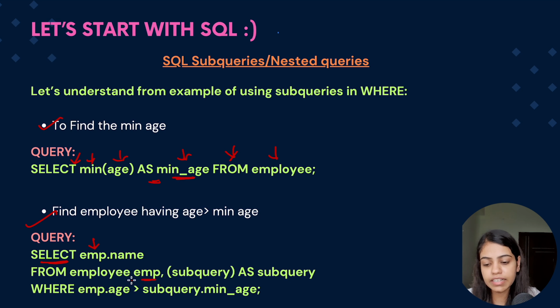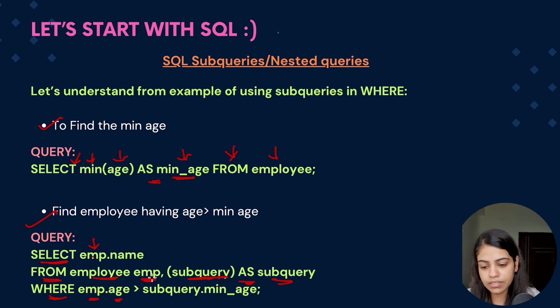So emp is basically a short name we have provided to this employee table, and we can use dot to select all the columns which are present here. So we can use emp.name, and then we can give from employee emp, and here we can replace it with the subquery, that is the minimum age. So we'll replace this with the subquery, and here we'll give where emp.age.